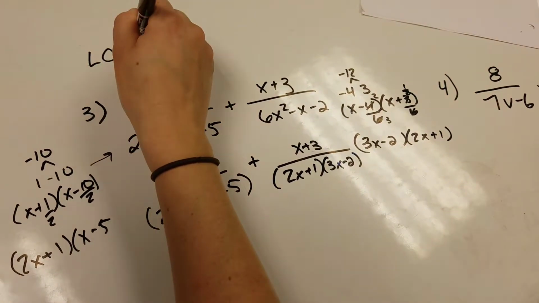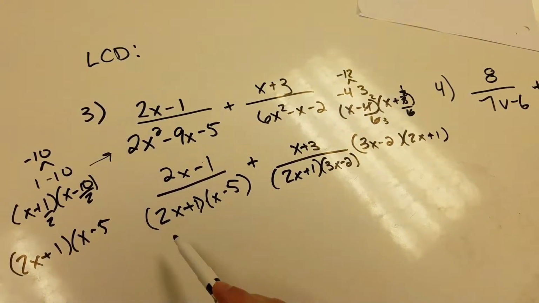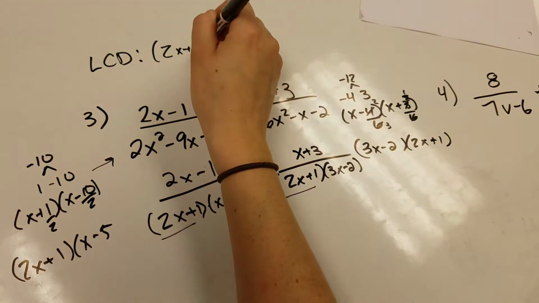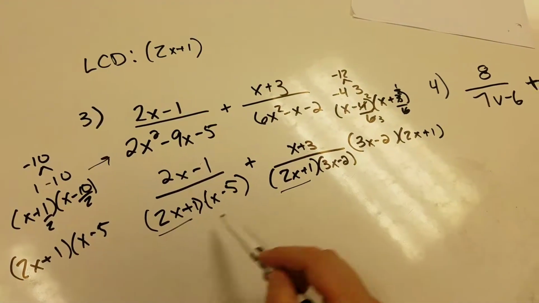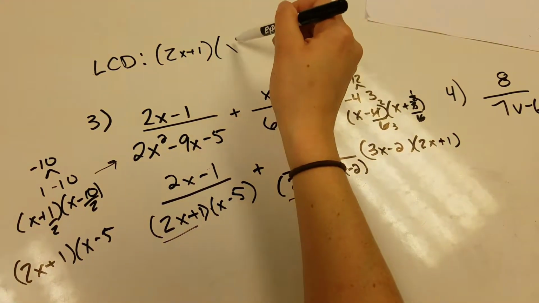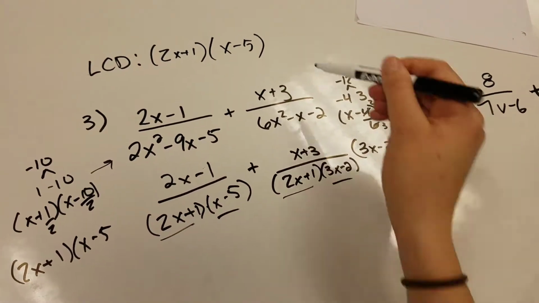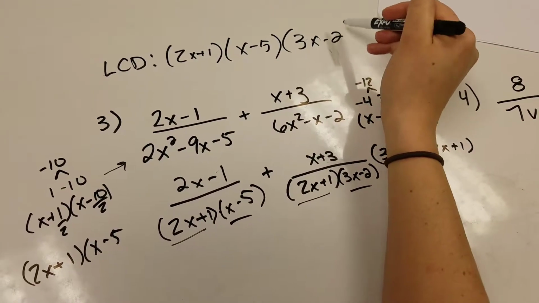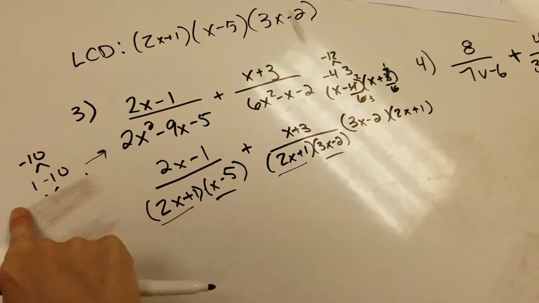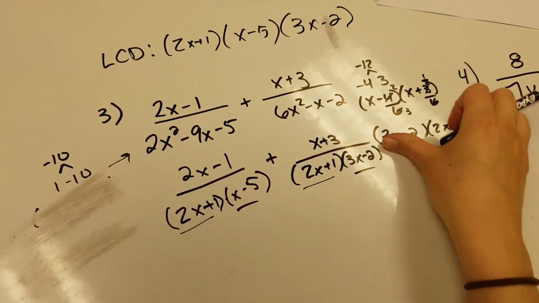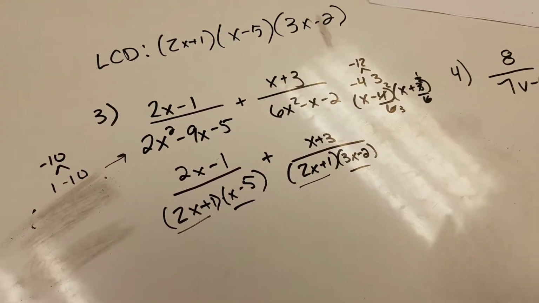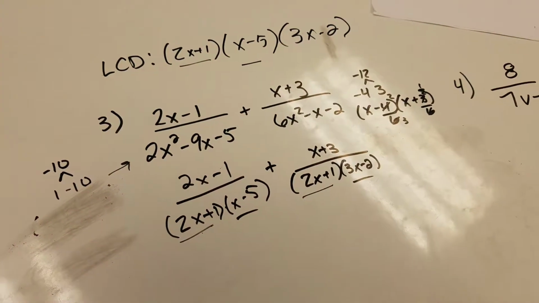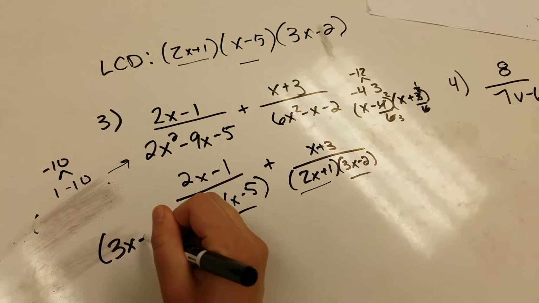So again, the way we find it is we just list stuff that's in the denominator. So in this case, we have a 2x plus 1. It's in both fractions. We only have to list it once because it already has it in common. We have an x minus 5, and we have a 3x minus 2. Okay, so now we have to decide what we need in each fraction. I'm going to erase my factoring steps. So we have a 2x plus 1, we have an x minus 5, so we need our 3x minus 2.